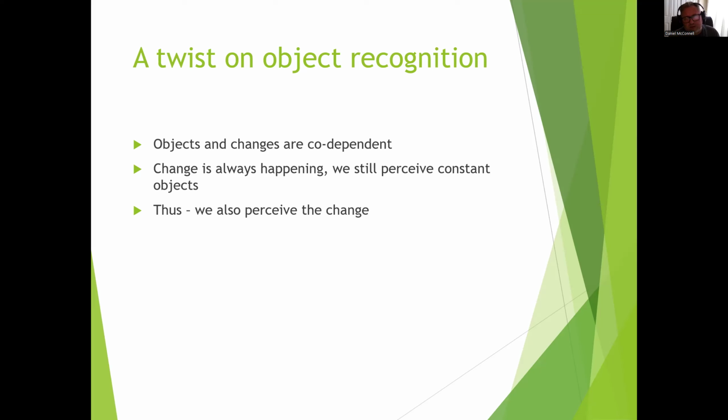This is what I mean by codependent: perceiving an object does not happen in the absence of also perceiving some sort of change over time. And likewise, the nature of what we're perceiving as a pattern of change over time is very much a function of the shape and structure and size of that object. So the information about the object and the change are inherently interconnected with each other.